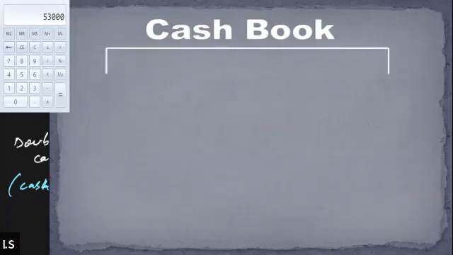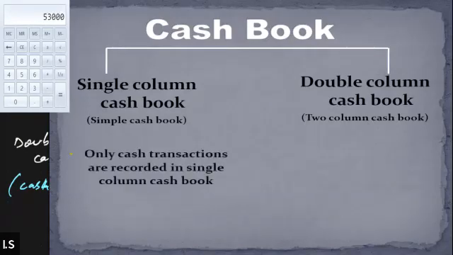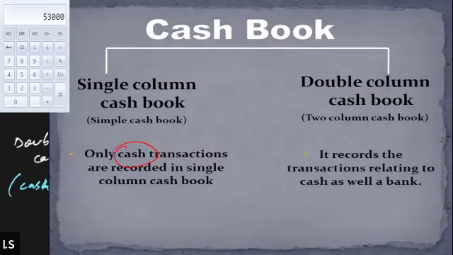Now, as I told you, cash books are of two types: single column and double column. Single column is also known as simple cash book, and double column is also called two column cash book. Single column cash book records only cash related transactions, whereas the double column cash book records not only cash transactions but also bank transactions. So we make an extra column for recording the bank transaction. Two columns are made in the double column cash book. One is for recording the cash transaction, and the other one is for recording the bank transaction.